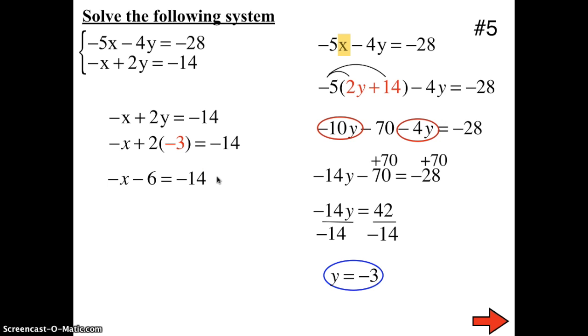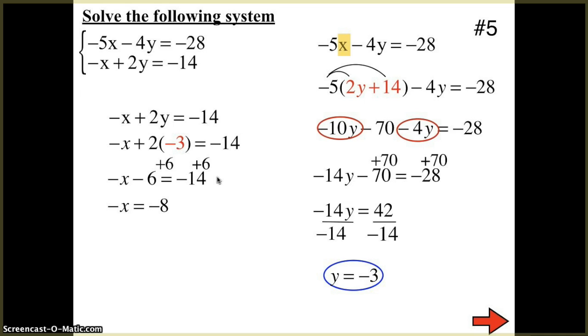Now you have to ask yourself, is there a constant to get rid of? And the answer is yes. You're going to go ahead and add 6 to both sides, leaving you with negative x equals negative 8. And now the very last step is you must get rid of your coefficient. So in this case, your coefficient is a negative 1, which means you're going to have to divide both sides by a negative 1, leaving you with x equals 8.